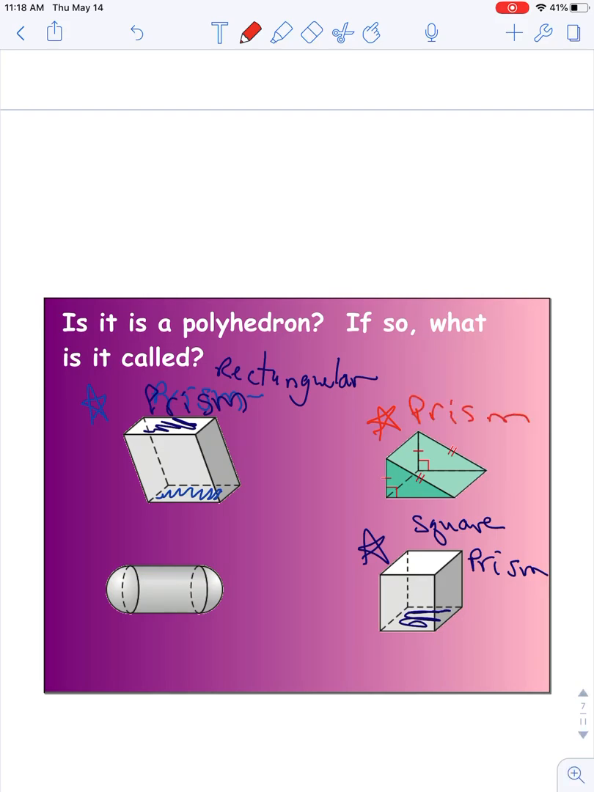What's the base? The base isn't always what it's resting on, and in this case, this is the base, because here's the congruent parallel base with this height right here connecting it. So this is actually a triangular prism. So you always have to look for that congruent parallel base that's connected by a height, a perpendicular distance between them.